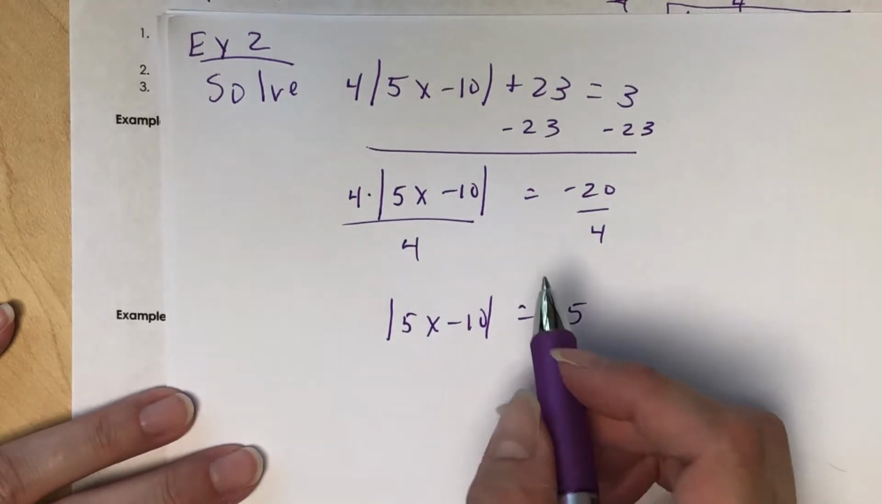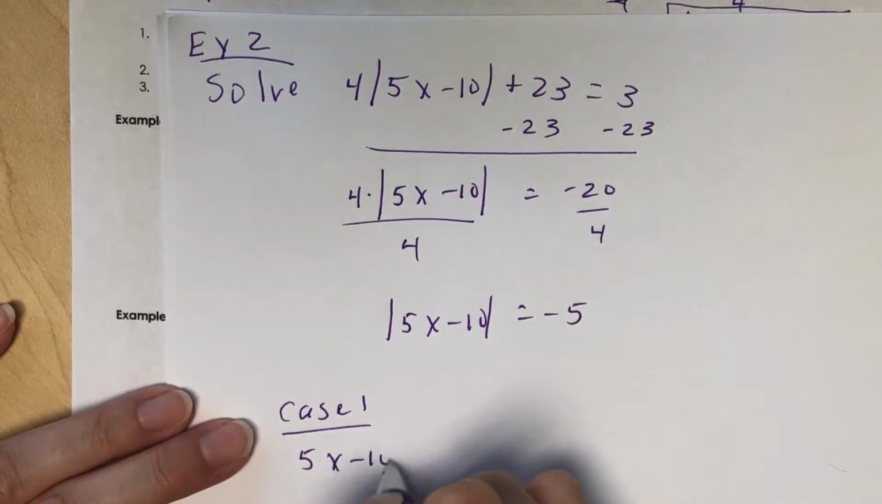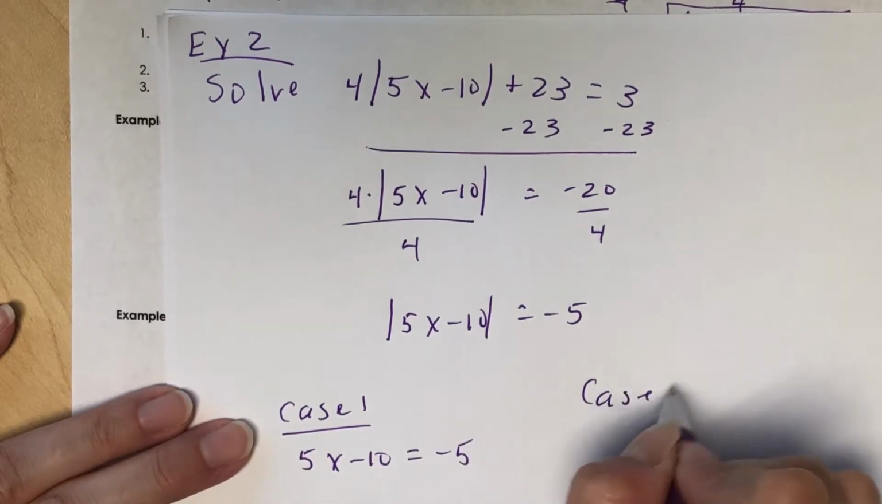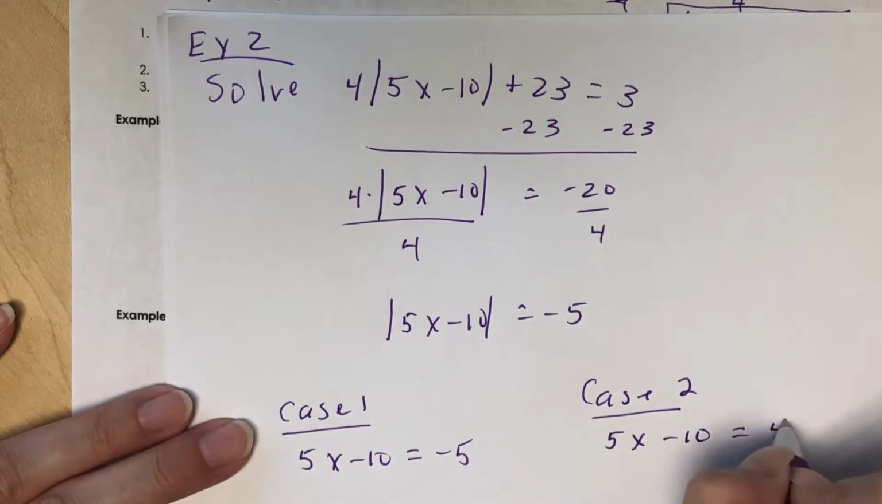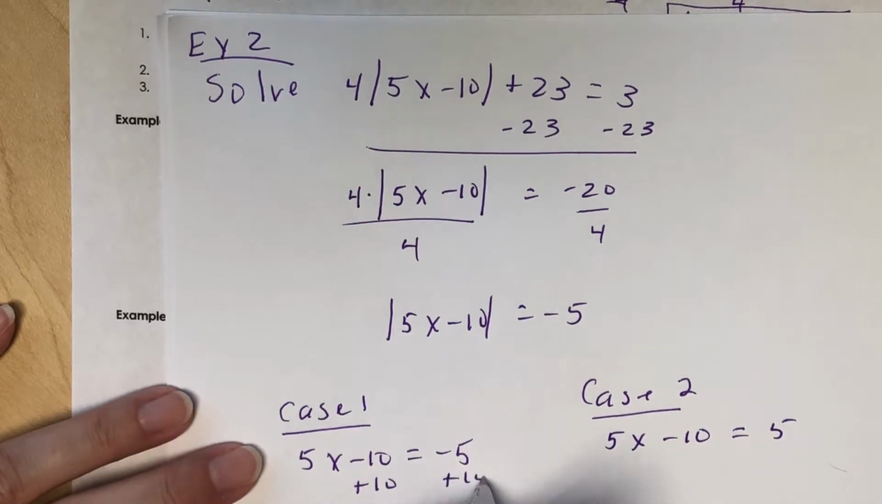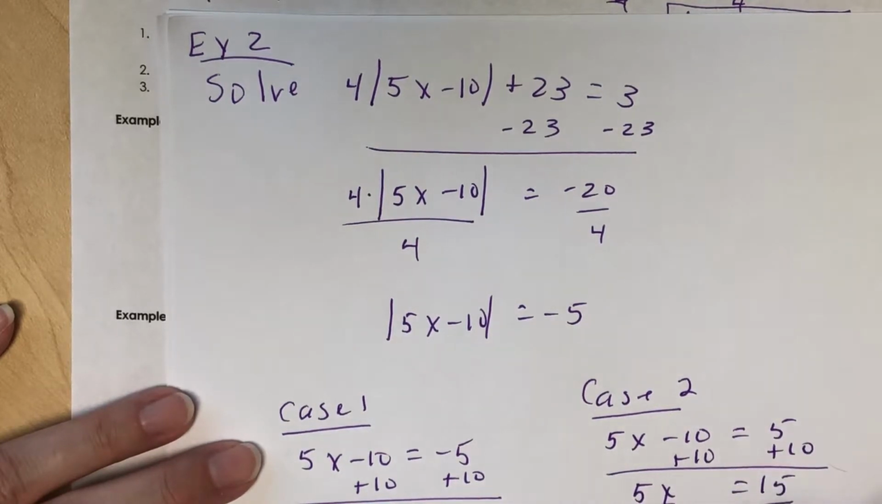Now set up your 2 cases. So case 1, the inside of the bars, 5x minus 10 equals the number that I see here, negative 5. Case 2, the inside of the bars, 5x minus 10 equals positive 5. And then go through my steps. So back to case 1, I need to add 10 to both sides. It'll be 5x equals 5. Divide both sides by 5. x equals 1. Case 2, add 10 to both sides. 5x equals 15. And then x equals 3.